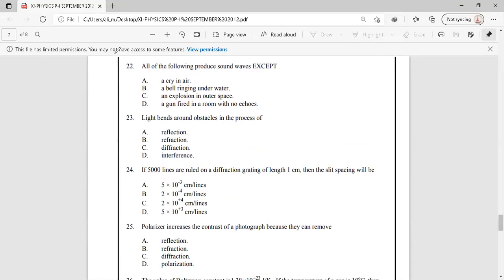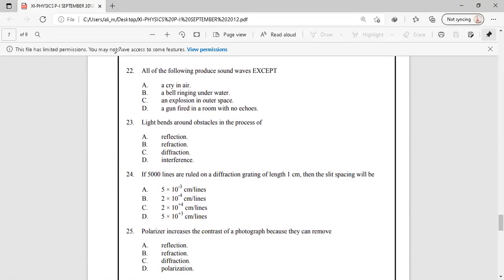Then we have question number 22. All of the following produce sound waves except: a cry in the air, a bell ringing underwater, an explosion in outer space, and a gun fired in a room with no echoes. So option C is the right answer, because in outer space there is no medium, and a sound wave requires a medium for its propagation. So there will be no sound wave in an explosion that occurs in outer space.